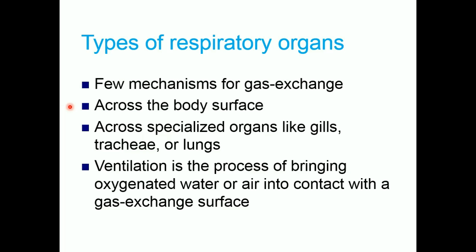Now, a step up from that is the presence of specialized organs like gills, which we see not only in fish, but in several types of invertebrates. I'm trying to think, there are even some salamanders that have gills. Tracheae, which we are going to find in insects chiefly, and lungs, which is another important respiratory organ. Lungs we have also in mostly terrestrial organisms.